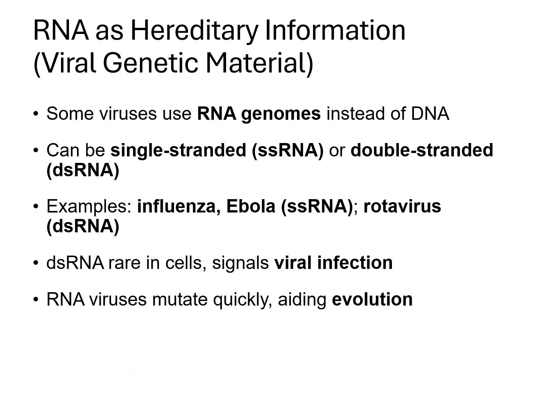We usually think of DNA as hereditary information, but there are exceptions in viruses. Some viruses use an RNA genome instead of DNA. These can be single-stranded RNA like influenza virus or Ebola virus, or double-stranded RNA like rotavirus. Double-stranded RNA is rare in cells and usually signals viral infection. RNA viruses also mutate quickly, which really drives their rapid evolution.